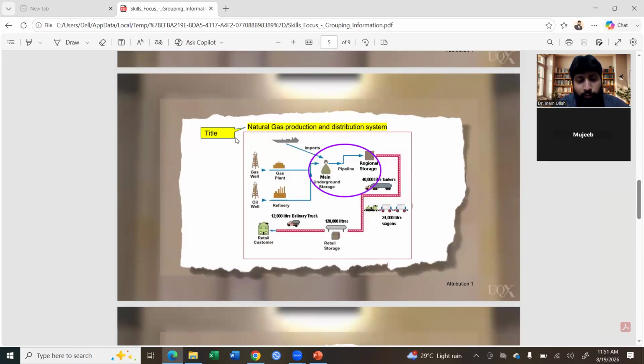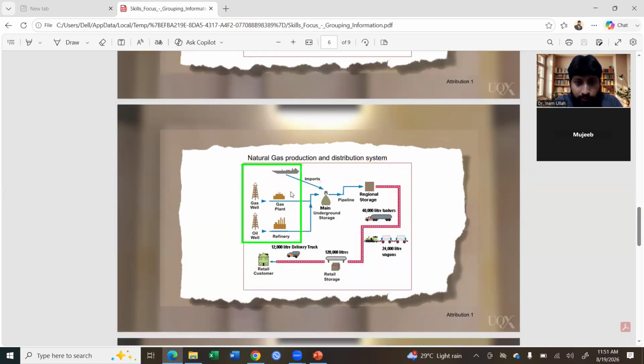The first thing that we should observe is the title. The title says natural gas production and distribution system. Then we should group from where the data is imported and stored. You can see we have two storages, main underground storage, then pipeline and regional storage, right? That is one type of data, similar data, where we have the similarity. Both of these processes are actually elements of the process, they are talking about the storage. So this is one data group.